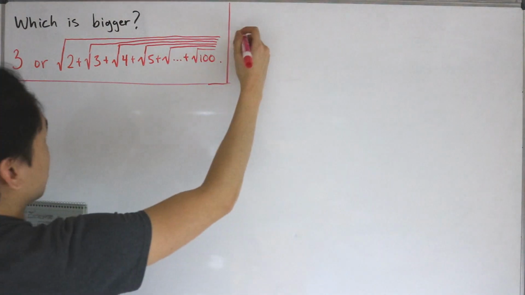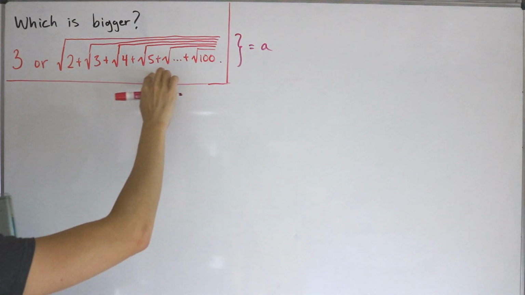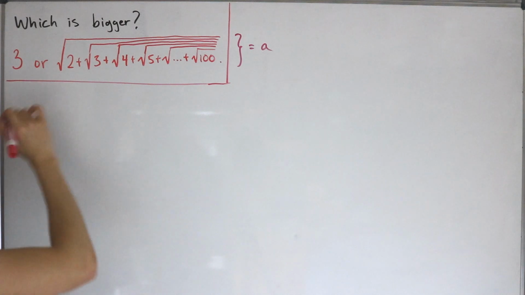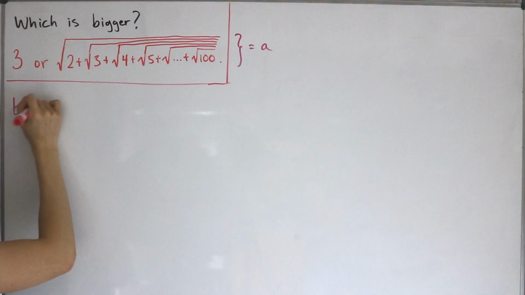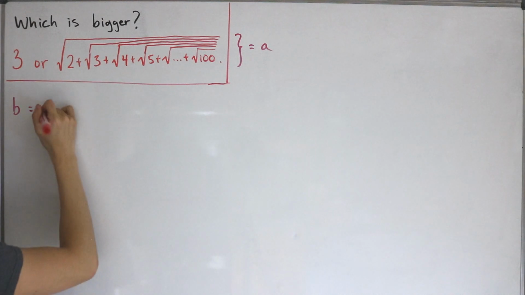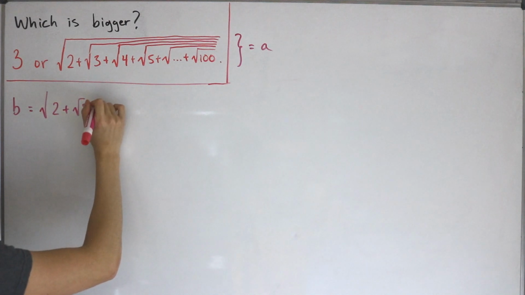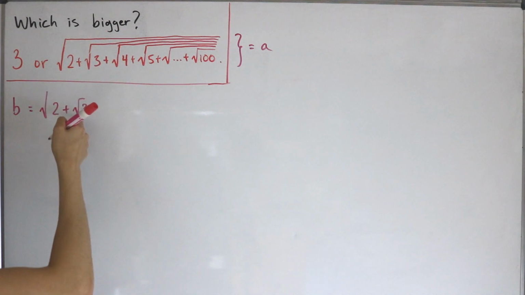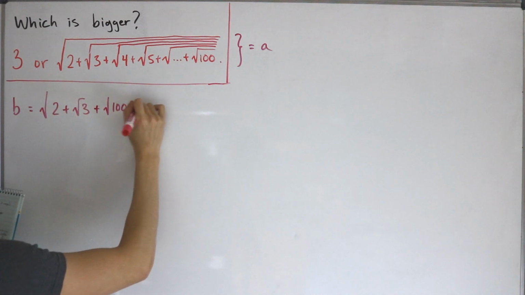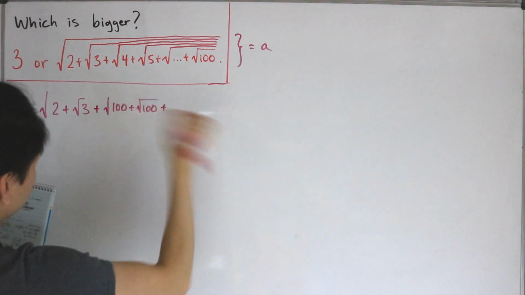So I'm just going to put this in a brace, and we'll call our given finite radical over here A. Now let's suppose that we define another number B, written in a similar fashion to our given radical above. We have the square root of 2 plus the square root of 3, and instead of stopping at 3, we change this to the square root of 100, and then plus the square root of 100, so on and so forth, so that it's an infinitely nested radical.